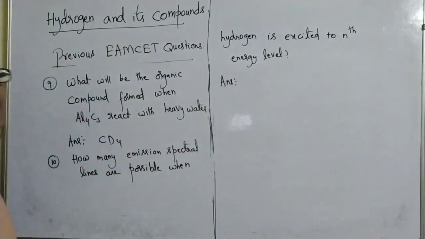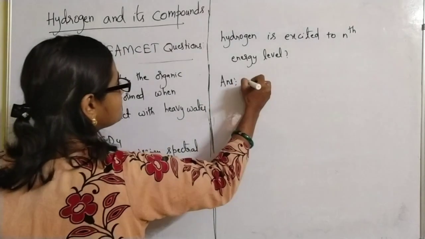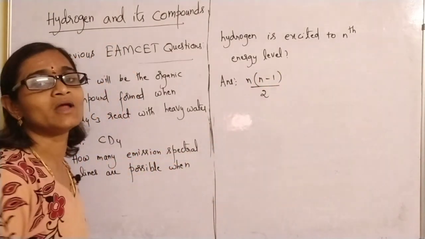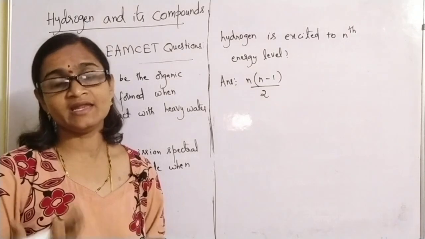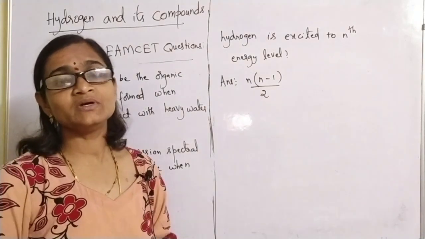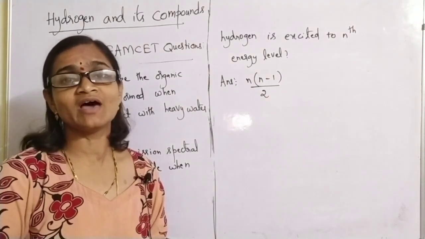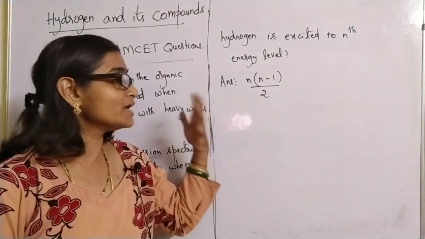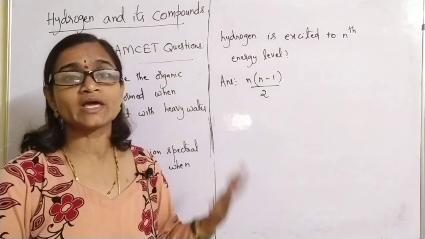How many spectral lines will form? The number of spectral lines that can be formed whenever an electron jumps from a higher energy level to a lower energy level, the formula is n into n minus 1 by 2, where n is the nth energy level. If they give that n value, you can substitute it and find the number of spectral lines. Accordingly, you will get one value. You have to check that value.